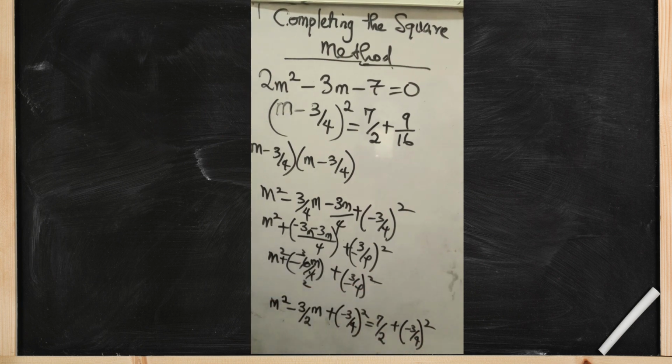That's how we arrive. That's how we move from here to here. So that's how we move down. This is just the breakdown of what really happened. What is the relationship between the m square and this?